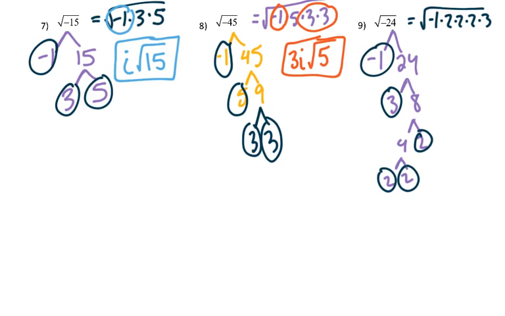So I went ahead and broke down the square root of negative 24, and I get a pair of 2's and then that square root of negative 1. So that means we'll get 2i and then a 6 on the inside, and that's our final answer.